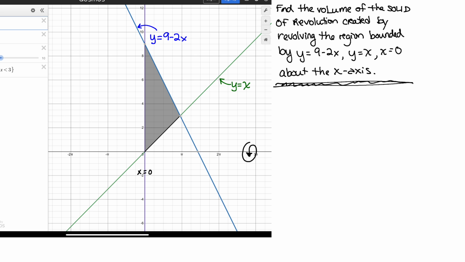And so what do you notice that's different? Okay, so you're going about the x-axis. You notice that it's going to be a funky shape, isn't it? It's not going to be the same picture. What does it look like? Can you guys picture it? What's it looking like to you? What are you thinking?